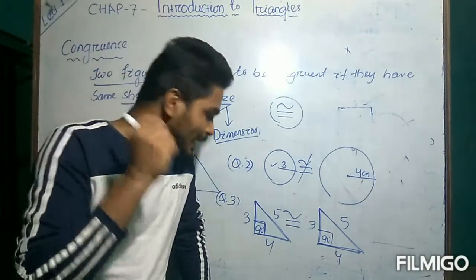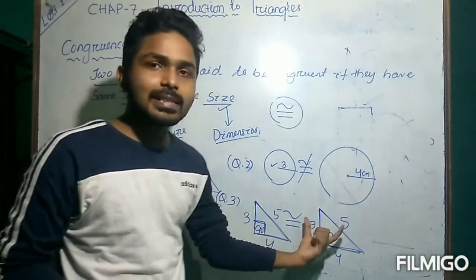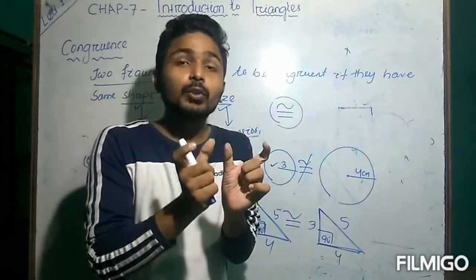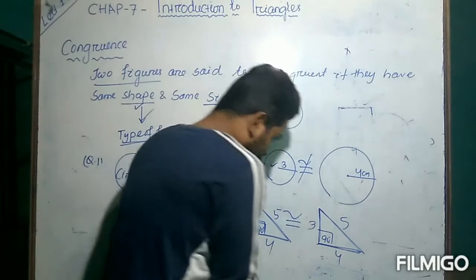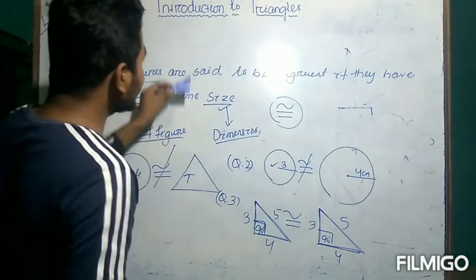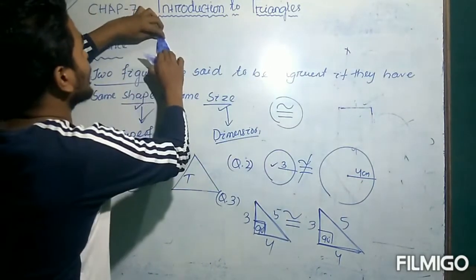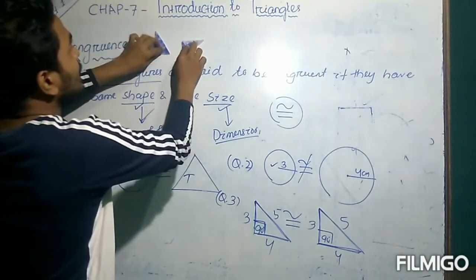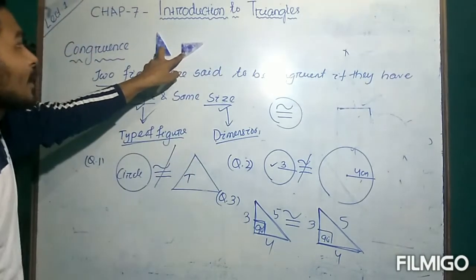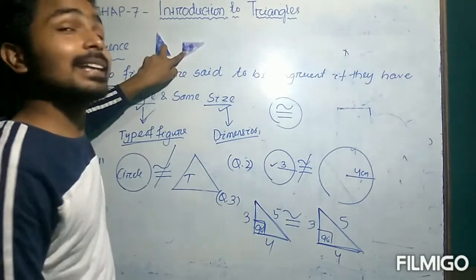But there is a very easy method to differentiate whether two triangles or two figures are congruent or not. What is that procedure? See, suppose this is a triangle, right? This is a triangle. Okay? And this is another triangle. Now tell me whether these two triangles are congruent or not congruent.